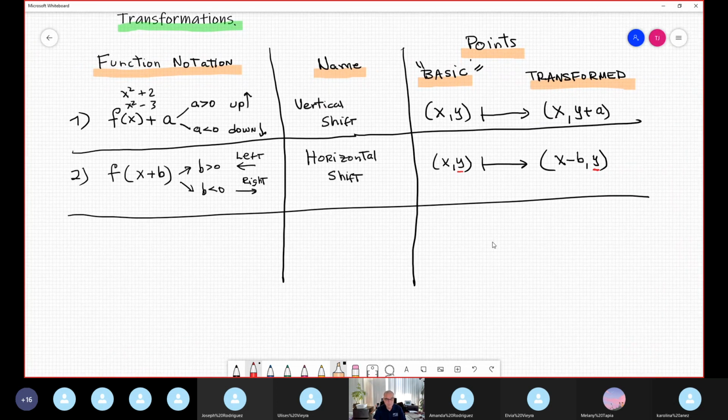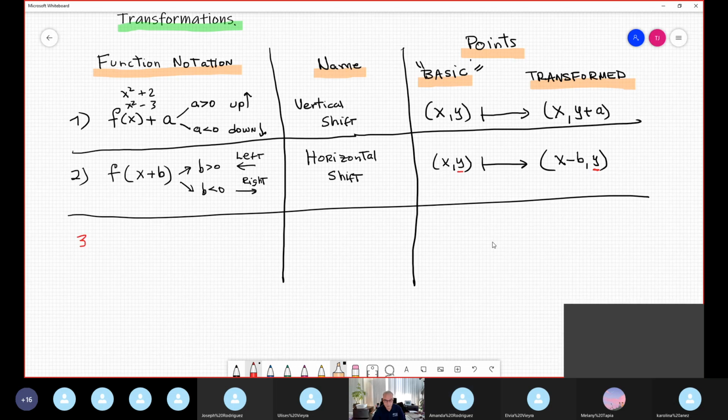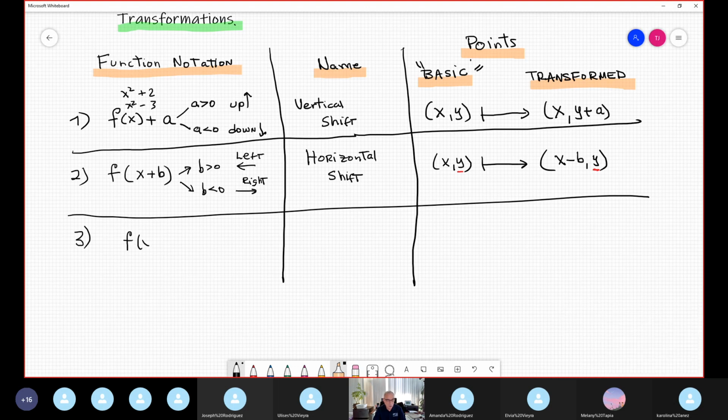Do you see the whiteboard? Yes. Okay, good. Brian. Number 3 transformation is when you have the function and you multiply the function by a constant I want to call C. Now this is a number 2, 3, 4, 5, or 1/2, 1/3. So we have three possibilities.